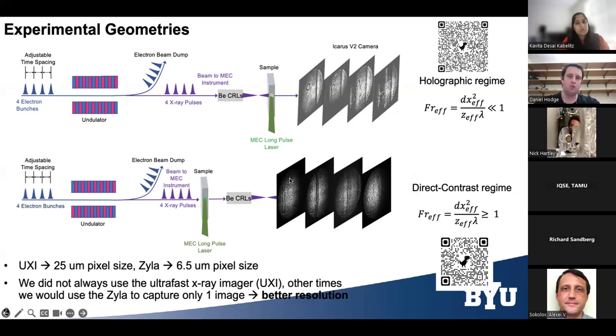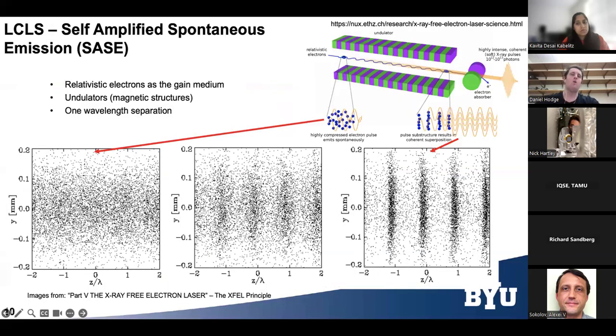So the trade-off between these two geometries, with using the ultra-fast X-ray imaging camera, is there's a 25 micron pixel size, so the resolution is a lot worse. Two of the four campaigns, we use this geometry, but in the other two campaigns, we only used a single frame camera, the Xyla, which gives us better resolution because it has a smaller pixel size.